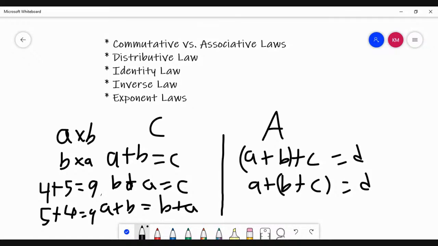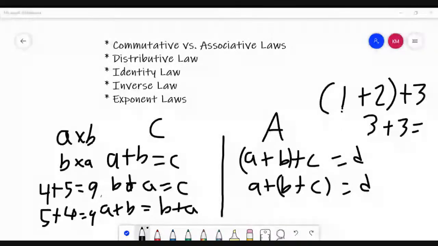And the same thing goes if you're multiplying. So say for instance, I have parentheses 1 plus 2, close parentheses, plus 3. Well, based on the operation property, you would do the operation in the parentheses first, which would be 1 plus 2, which is 3, plus 3, and that gives me 6, right?